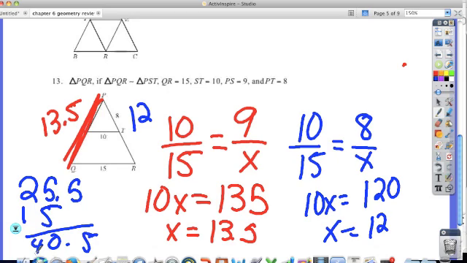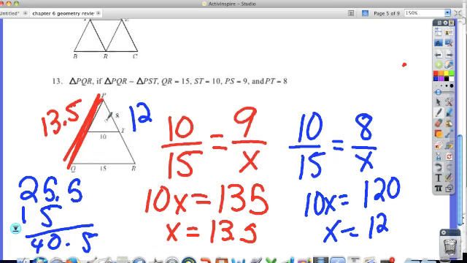Like the 10 over 15 could simplify. You could have, yeah, you absolutely could have. If you simplified it, it would have been 2 over 3, right? You could have used that ratio. Question on this one. Wouldn't it be 10 over 15 is equal to 9 over 8? No. The 9 and the 8 are not even corresponding sides.